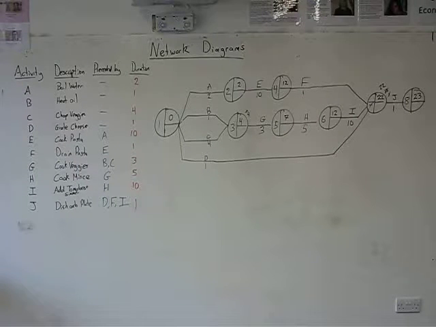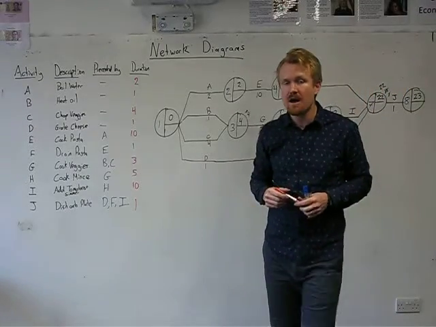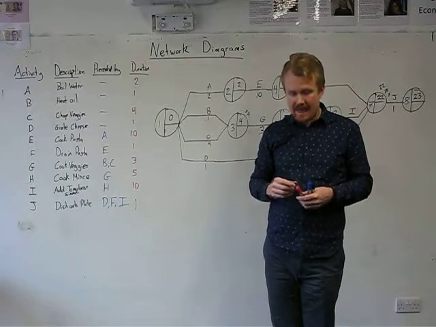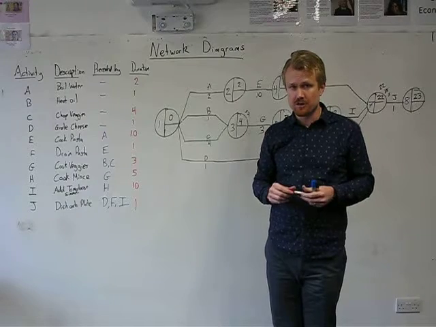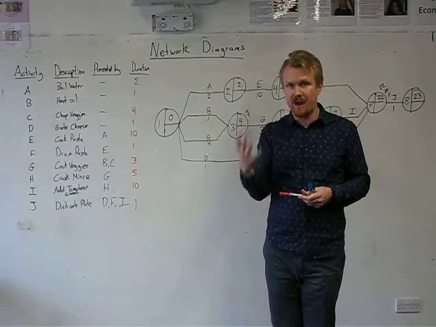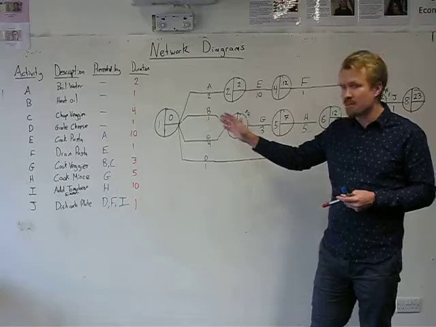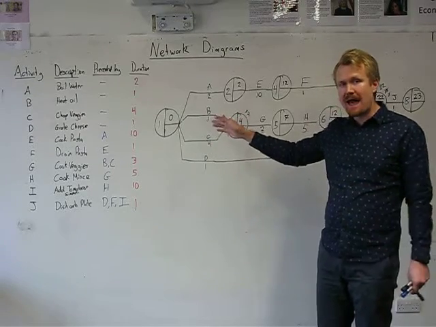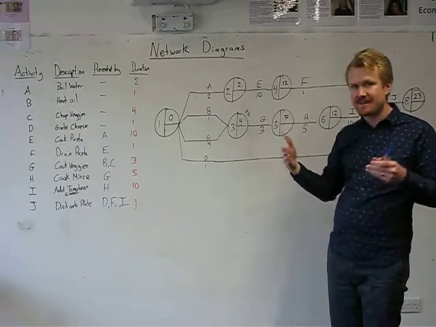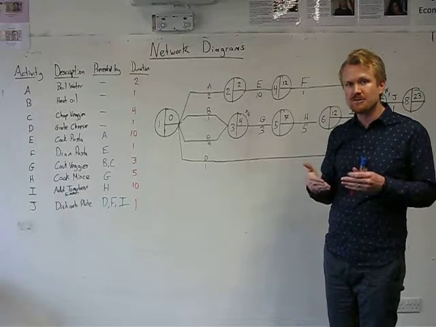Alright, this video now is going to look at how we work out the latest finish times for each of the nodes. It's similar to the way that we worked out the earliest start times, except you're just doing the opposite. With the earliest start times, we worked from left to right. We were adding things together, and when different tasks came into the same node, we always took the higher or the highest number.